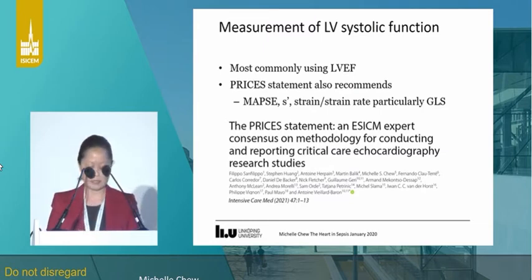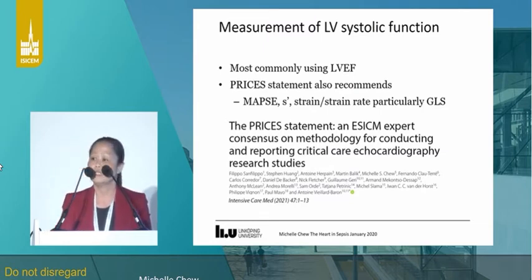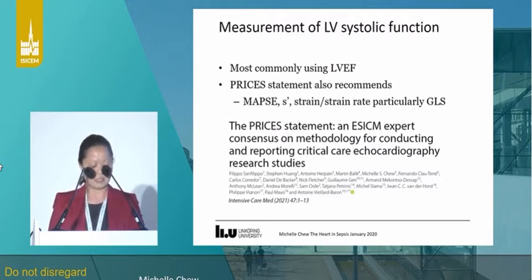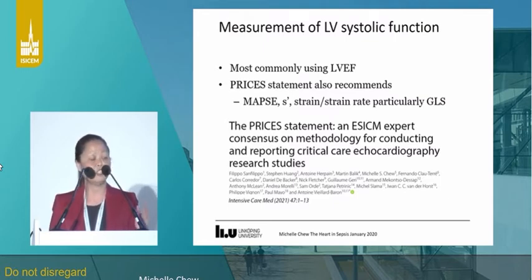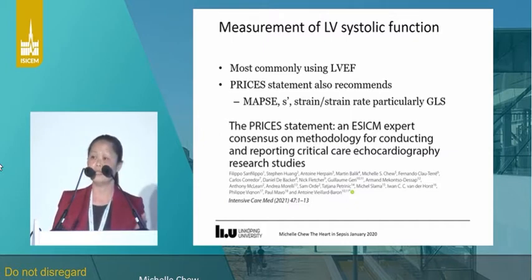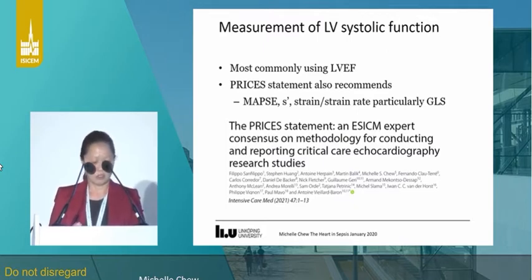I'd like to bring to your attention the recent recommendations of the PRICES consensus. In this consensus, the recommended measurements for left ventricular dysfunction now include not just the LVEF, but the MAPSE, the mitral annular plane systolic excursion, which is just the left ventricular analog of the TAPSE, the tissue Doppler S prime wave, as well as strain measurements, including the global longitudinal strain.